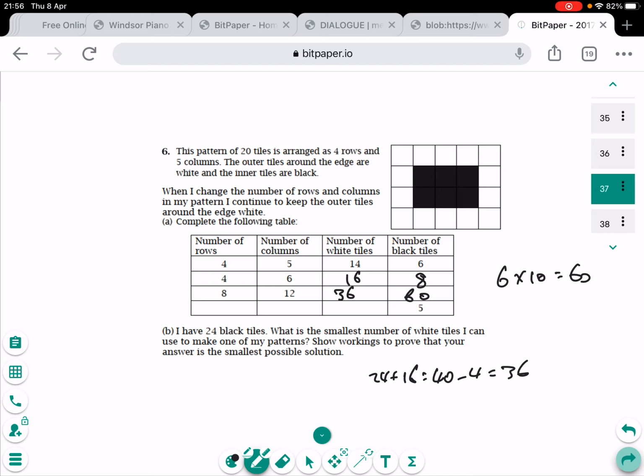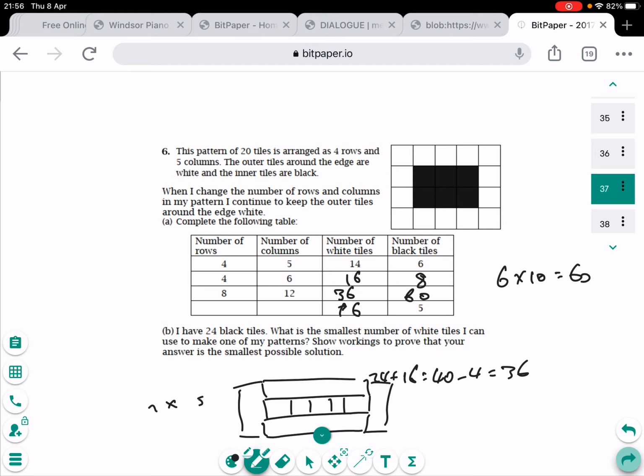So that's 36. Number of black tiles is 5, so that can only be 1 times 5. 1, 2, 3, 4. So that would be the black tiles. So therefore there would be white tiles up here, white tiles up there, and 3s down here. So that would be 10 plus 6, 16. And number of columns, we know it's 7 and 3 rows.